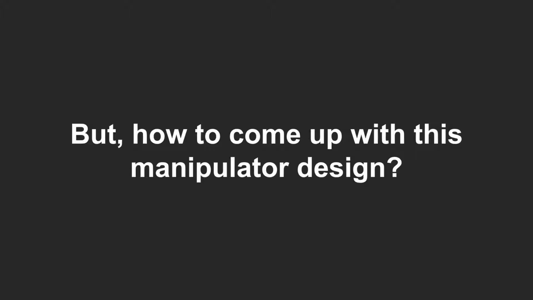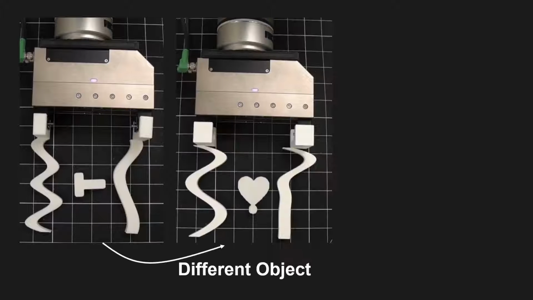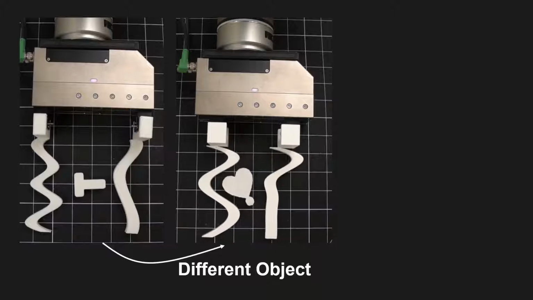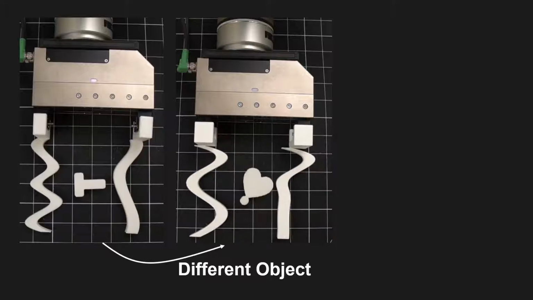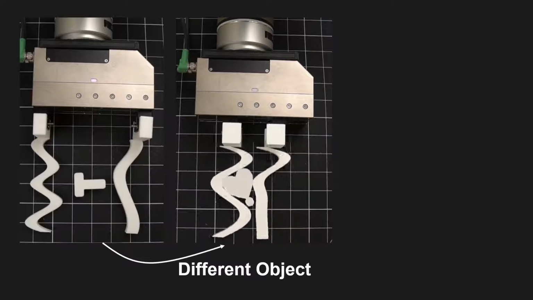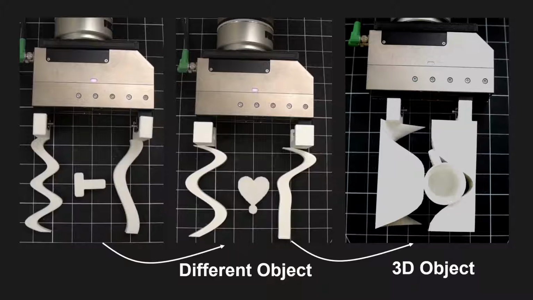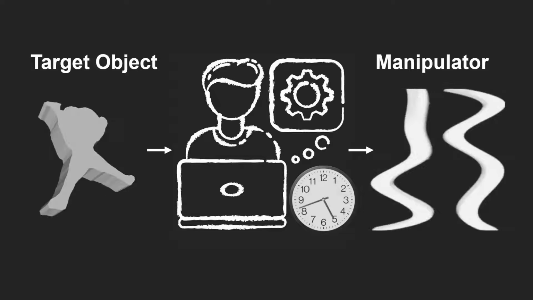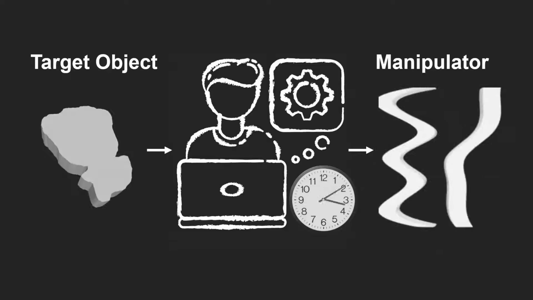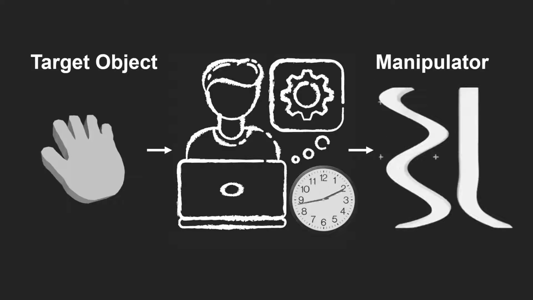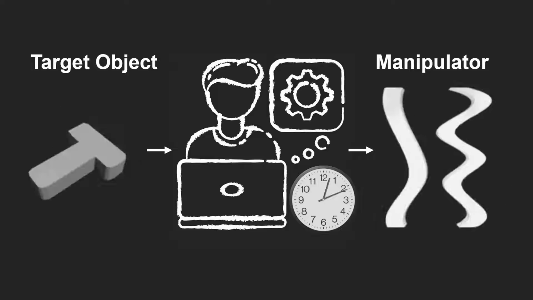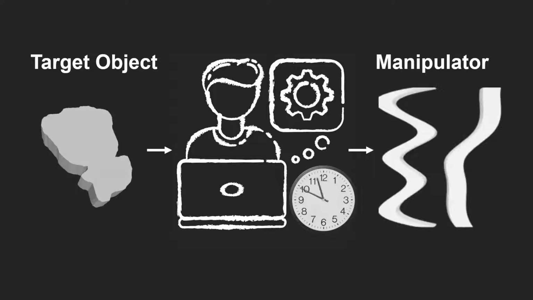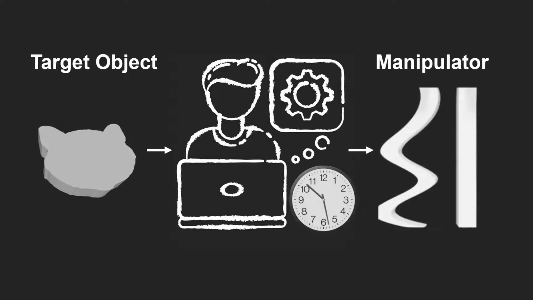But how can we come up with this robot manipulator design? See, if we're dealing with a different object like a heart shape, the manipulator that can align it should look like this. And 3D objects require specific 3D manipulators to align. How to come up with different designs for different objects? This design process is so counterintuitive. It often takes a very experienced engineer days or months.